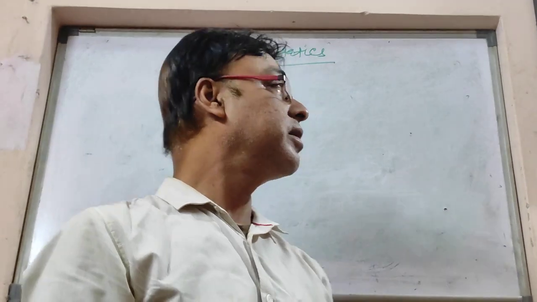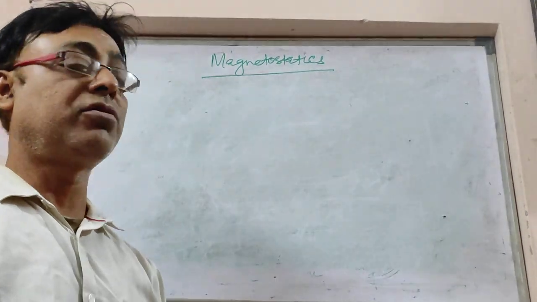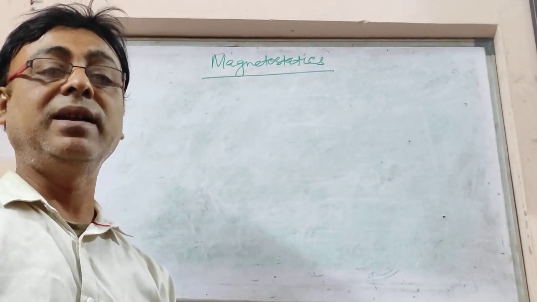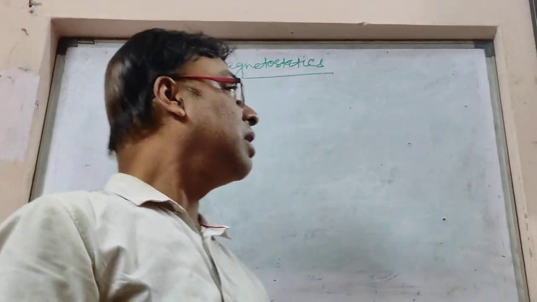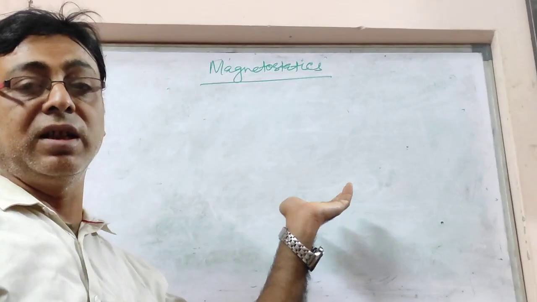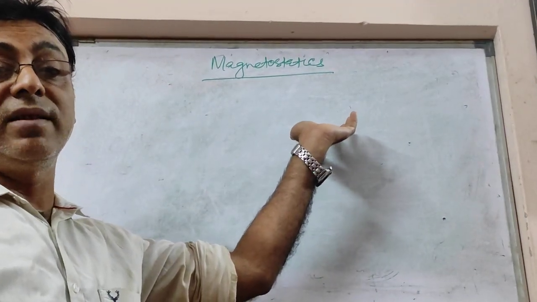So today we will discuss magnetostatics. Magnetostatics deals with the magnetic field produced by steady current. As you know, static charges produce electric field and moving charges produce magnetic field. That one is the basis of magnetism, that means the magnetic field. So today we will discuss magnetostatics, that means the magnetic field produced by steady current.